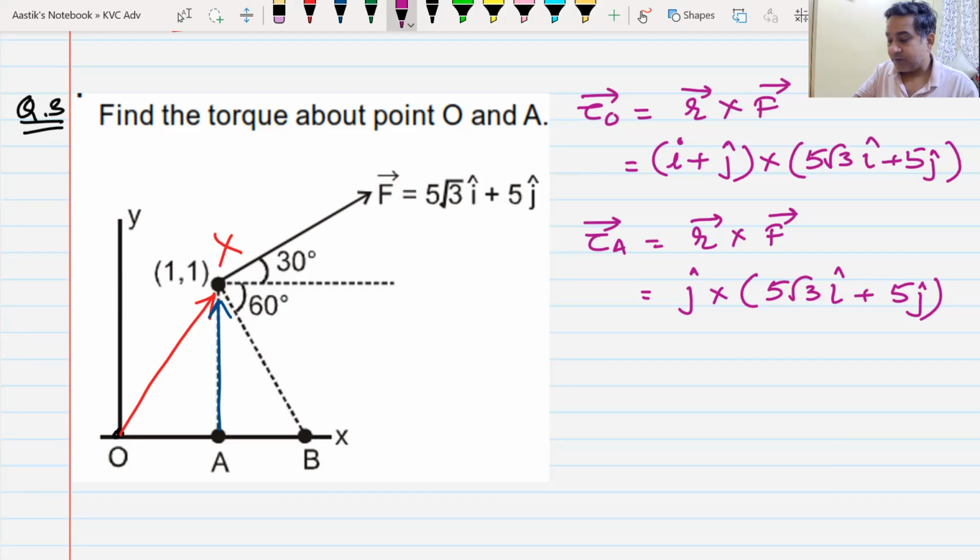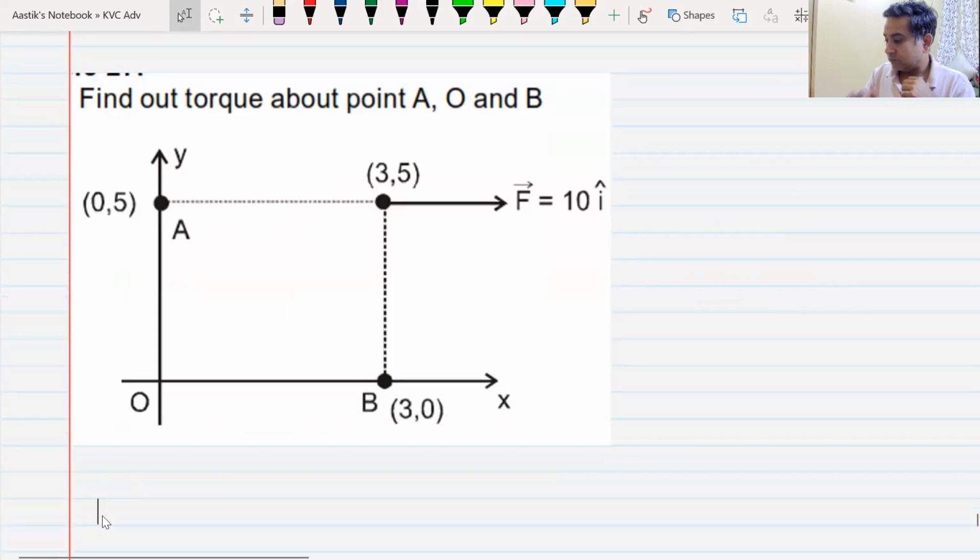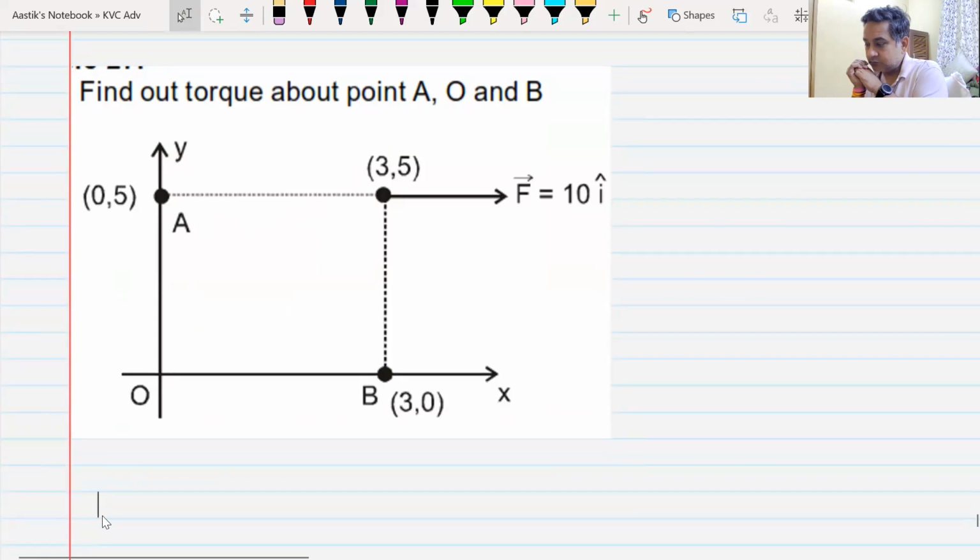Last one on this. Do it fast. Else I will have to say bye bye. This one. Find the torque about point A, O, and B.